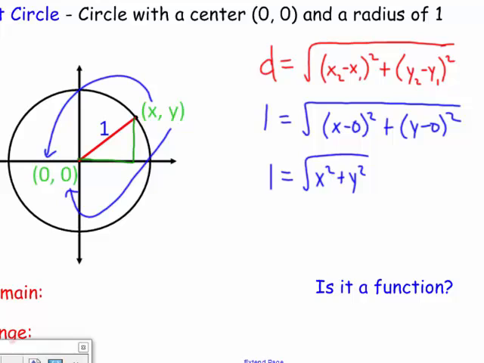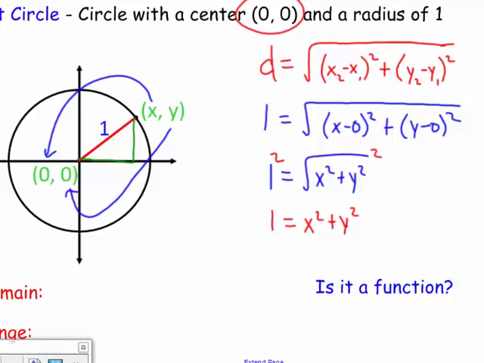All right, that looks nice. Let's work with this a little bit. How do I get rid of the square root? Well, to get rid of a square root, we square. That's the inverse. And if I do anything to one side, I do it to the other. So 1 squared is 1, and I square that to get x squared plus y squared. And that's it. That's my equation of a circle, and that's only when the circle has a center of 0, 0.